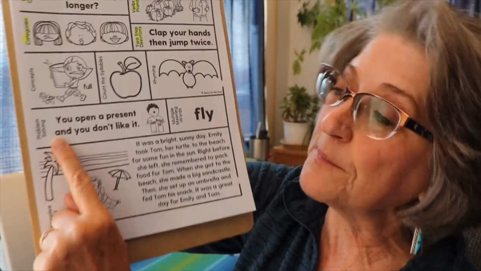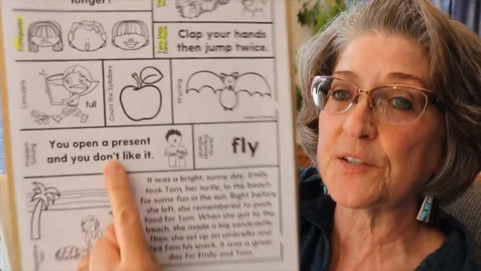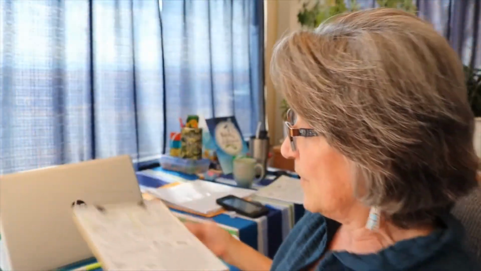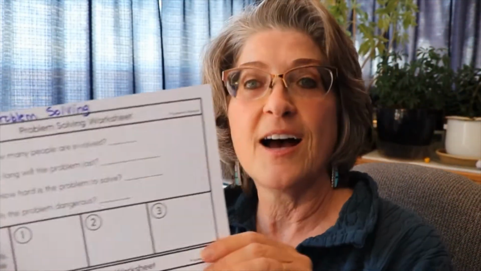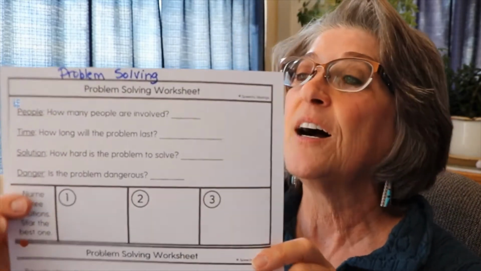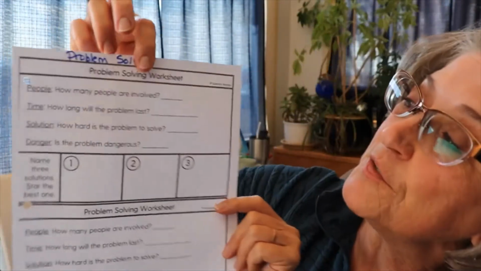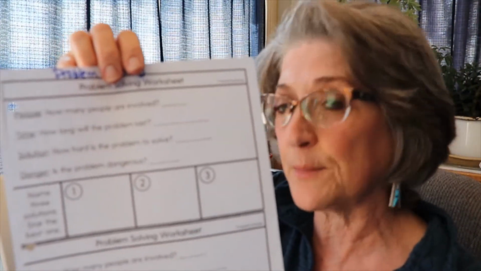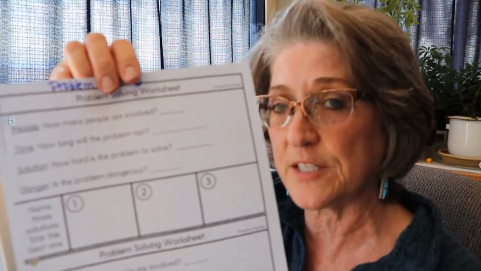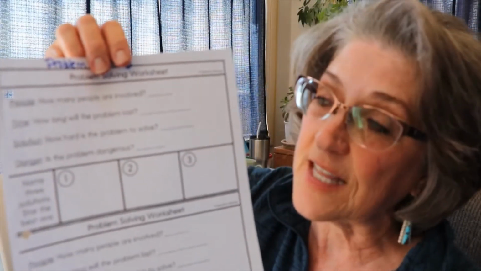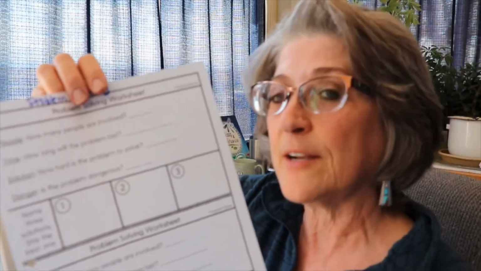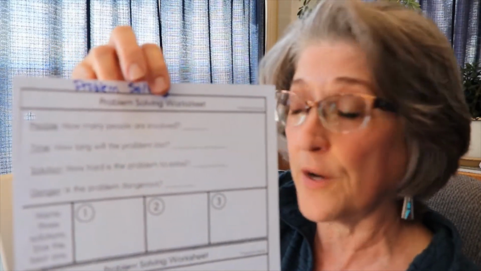Next box, problem solving. It gives you a problem. So this one says you open a present and you don't like it. So we have a worksheet you can use with that. For problem solving, you use the sheet that says how many people are involved, so you can kind of have a discussion with your child. Some of your younger kids, you're not going to be able to get as much involvement, but for some of our older children who are using this language packet, this is a really great way to encourage some conversation about the problem and possible solutions for it.